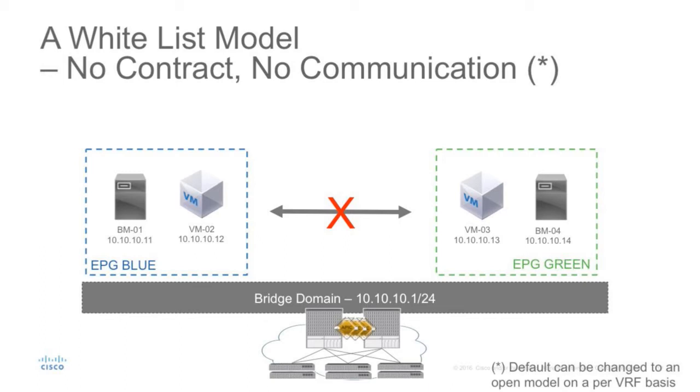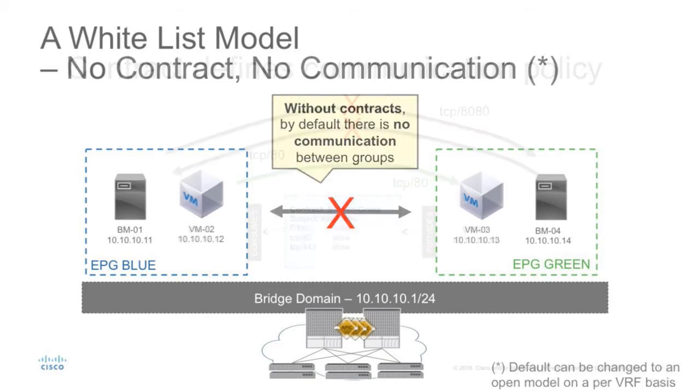Now, we implement a complete whitelist policy model, which means that if you have groups defined on the same subnet or different subnet, without any contract between them, they can simply not communicate. In that sense, the fabric is like a giant firewall of sorts. Now, this is the default. This default can be turned off on a per VRF basis. So you can define a VRF where you have no policy enforcement, and you can change that at any moment that you see fit.